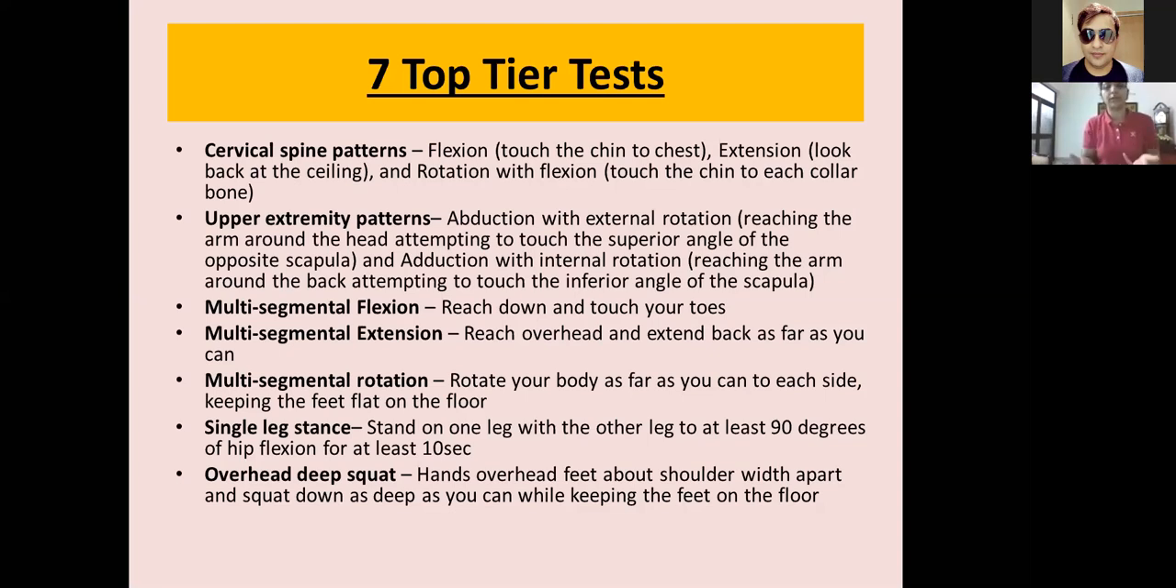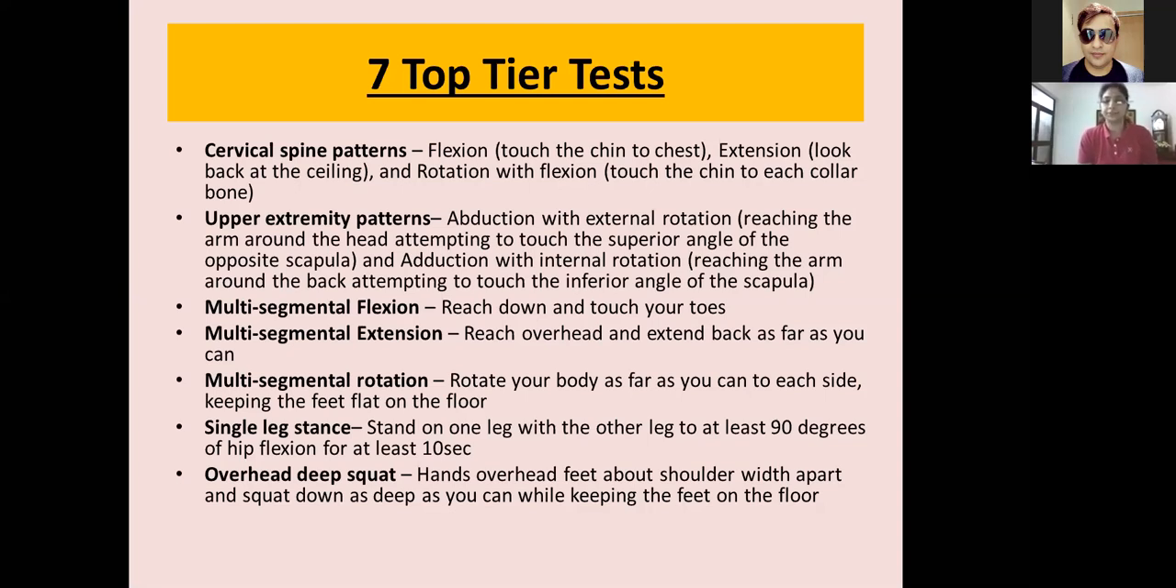Multi-segmental flexion is reaching down and touching your toes. When you are doing forward bending like this, we see what kind of movement is happening. The patient may excessively move backward first and then forward, or stoop first and then bend forward. So we see all the lines as they reach down and touch the toes, and what the difference is. This is multi-segmental: you are seeing the hip, pelvis, lower spine, thoracic, and then the cervical is also involved. So during multi-segmental flexion, we see the cervical also.